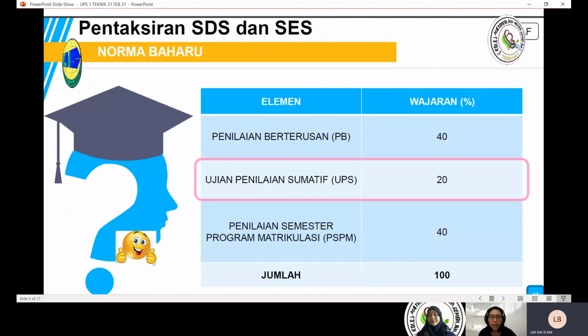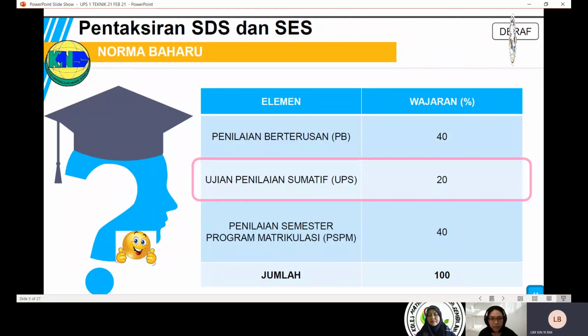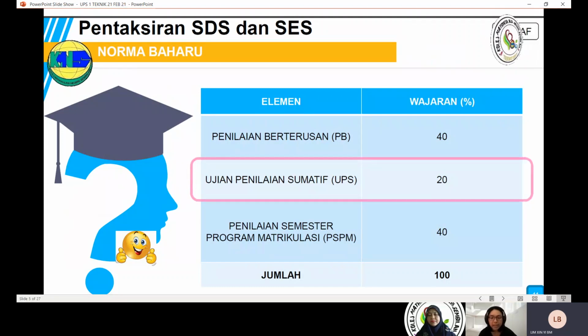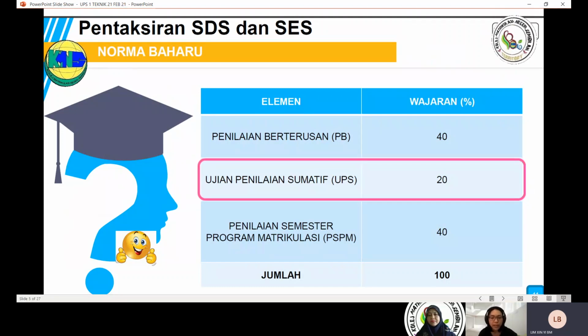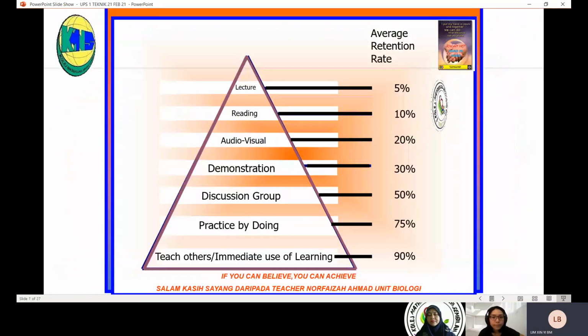As we all know, UPS is 20% from our PB marks, so it is quite a lot. For this semester, same like Sem 1, we have 3 UPS, so it will accumulate all the marks from your UPS and will be accumulated as 20 marks. Chapter 1, biodiversity, and chapter 2, ecology, will come out in your UPS 1. For this one, I pass to Puan NORFAIZAH.